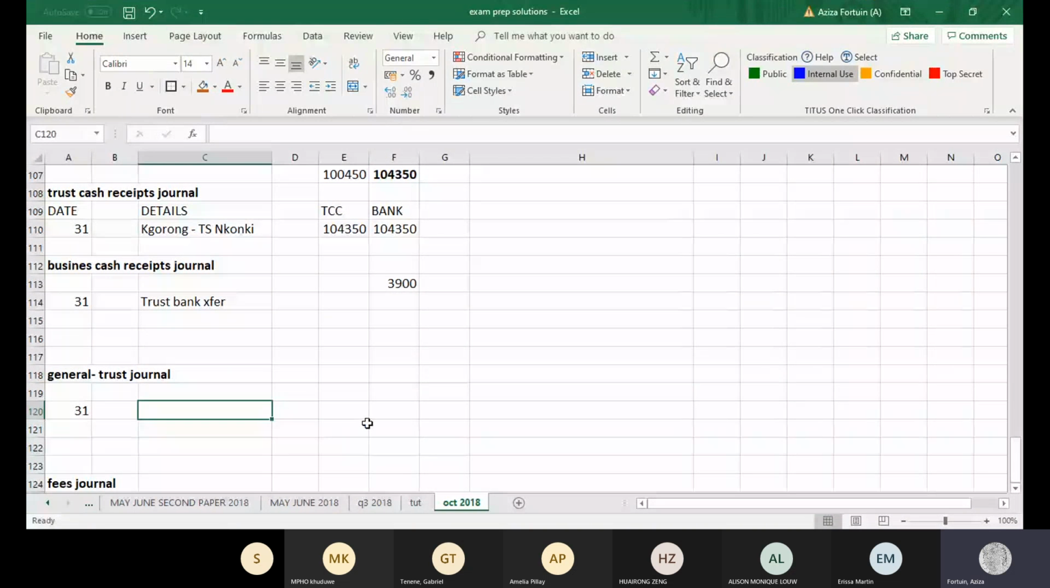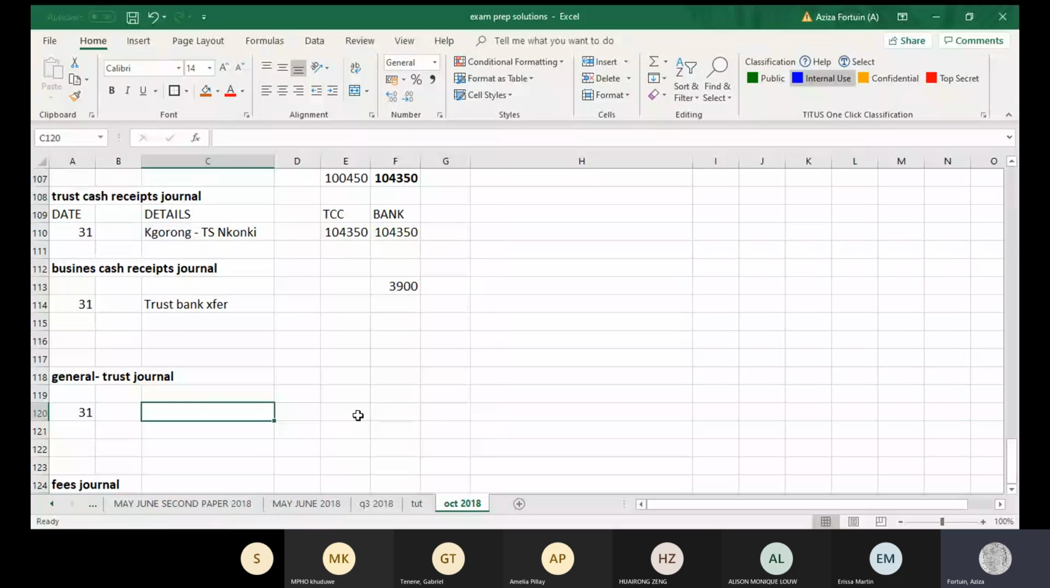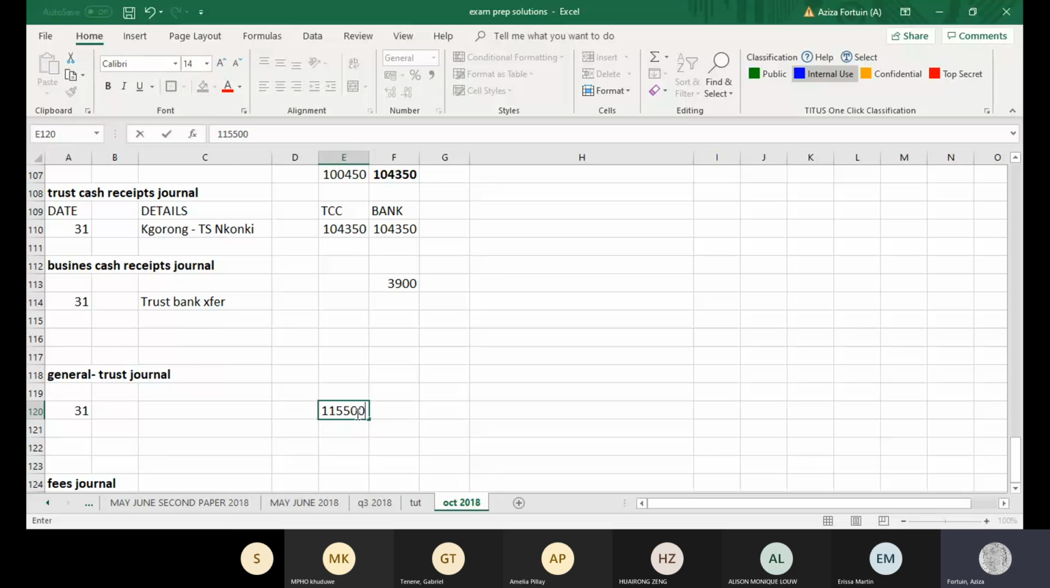Okay, we're going to use the 115,500 because it is the settlement amount received on behalf of ES Konki. We saw on the statement that 115,500 was collected. Right? I'm going to debit my trust creditor, and I'm going to credit the trust creditor, which was Konki.